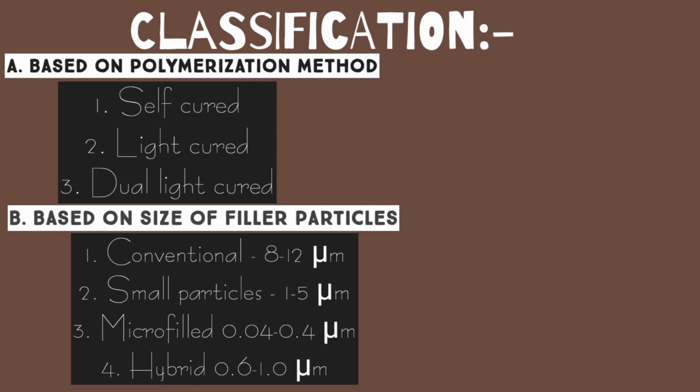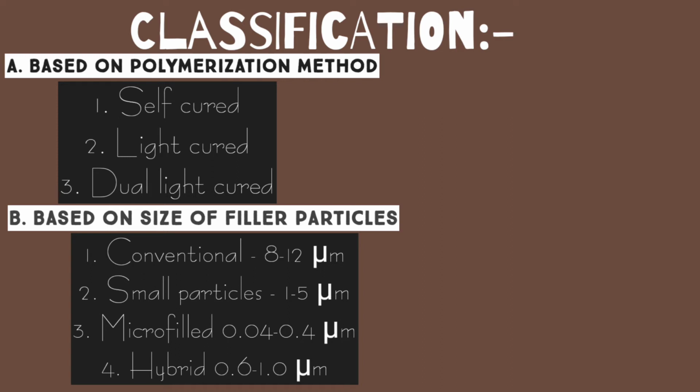The second classification is based on the size of filler particle, and this classification is given by Phillips. In this we have conventional with 8 to 12 micrometer filler particle size. In small particle, the particle size is 1 to 5 micrometer. In microfill we have 0.04 to 0.4 micrometer filler particle size, and in hybrid we have 0.6 to 1.0 micrometer filler particle size. So these are the classifications.